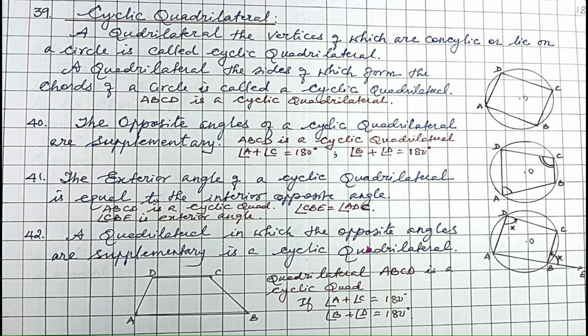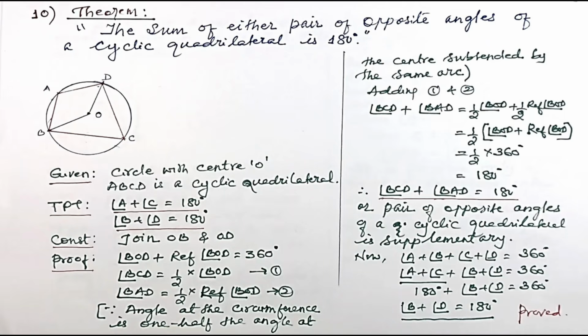Very important property again. A quadrilateral in which the opposite angles are supplementary is a cyclic quadrilateral. Now if you look here, if you take this quadrilateral ABCD, this will be a cyclic quadrilateral if angle A plus angle C is 180, or angle B plus angle D is equal to 180. Now having understood what a cyclic quadrilateral is and the properties of a cyclic quadrilateral, let us prove those properties in the form of a theorem. We have the first theorem here. The sum of either pair of opposite angles of a cyclic quadrilateral is 180 degrees.